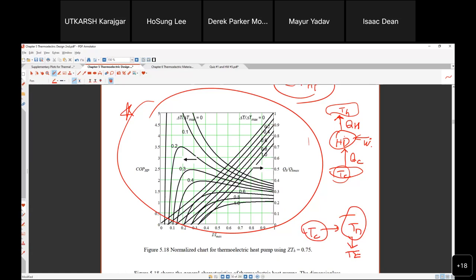So how to do it? It's a heat pump. This is thermoelectric again, and then generate the electricity. From low temperature to high, sometimes we need it, and then we can generate the electricity.